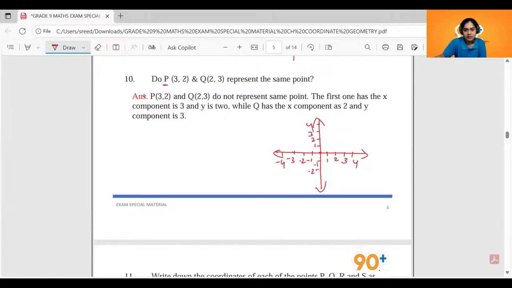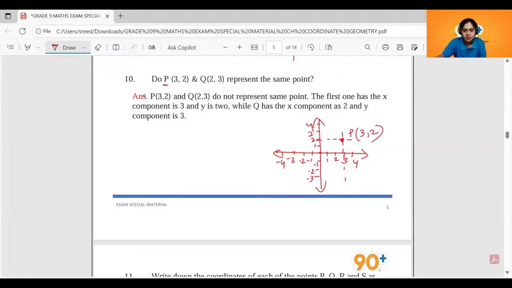-1, -2, -3, right? That's enough. So the first point P is (3, 2). 3 means the x coordinate. So I'm drawing a perpendicular. 2 is the y coordinate, right? So the meeting point is the point P (3, 2), correct?